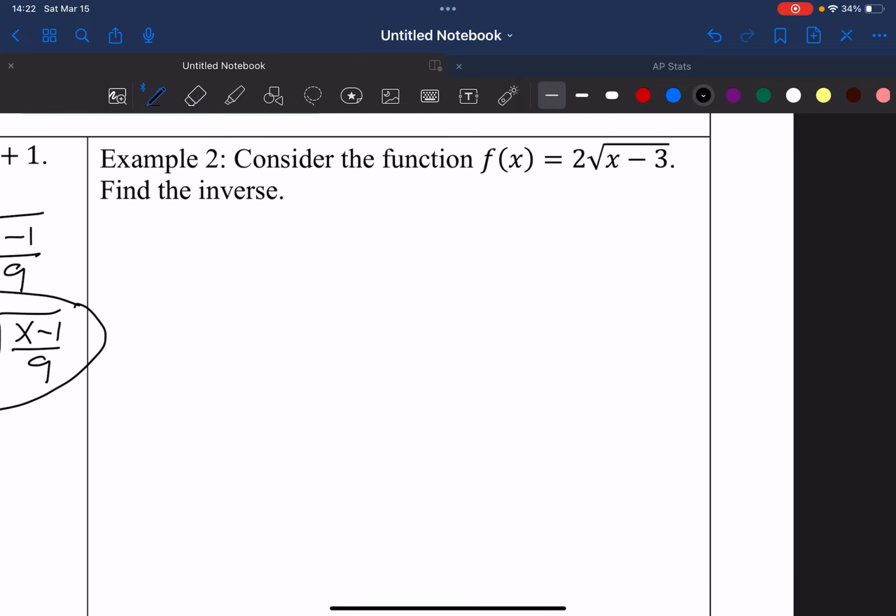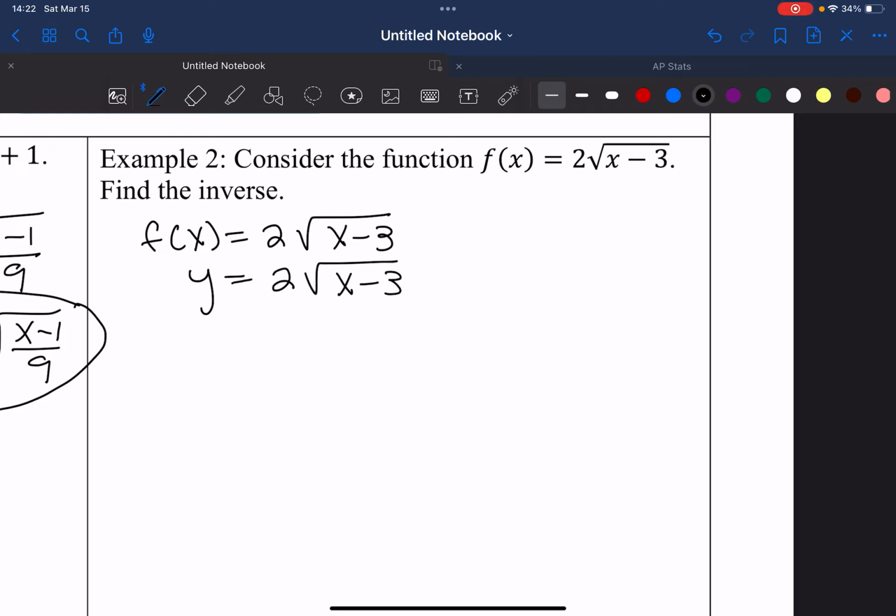Number 2 says, consider the function f of x is equal to 2 times the square root of x minus 3. Find the inverse. So I write my function, f of x is equal to 2 times the square root of x minus 3. I know f of x means y, so this is y equals 2 times the square root of x minus 3. And remember, my first step is to flip-flop x and y. So this is now x equals 2 times the square root of y minus 3.